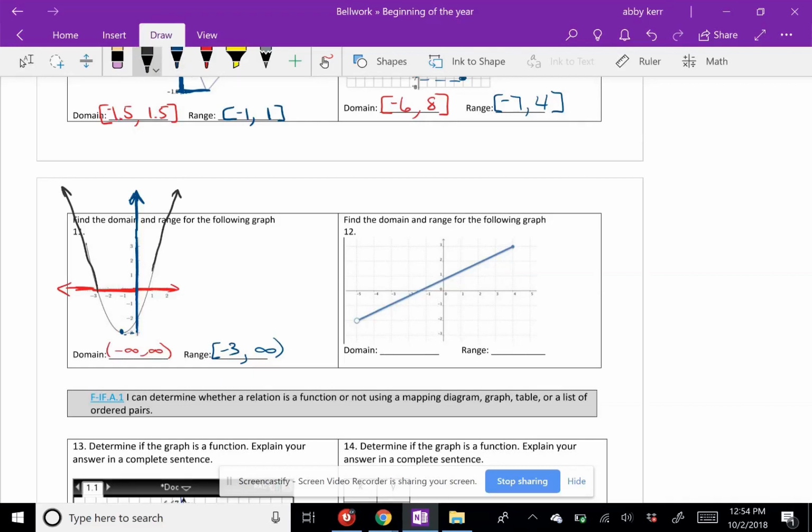For number 12, you do the same. How far left does my graph go? How far right does my graph go? It went -5, but it was an open dot, so I use parentheses. And then it goes to 4. It's a closed dot, so it's a bracket. How low does my graph go? It goes down to the level of -2. Once again, open dot. How high does my graph go? Goes to a 3 because it's a closed dot.